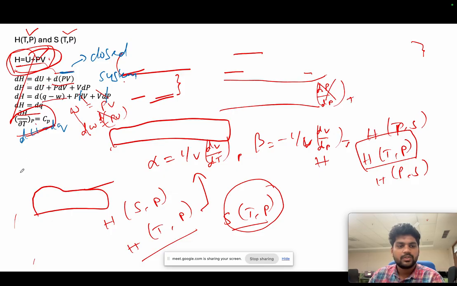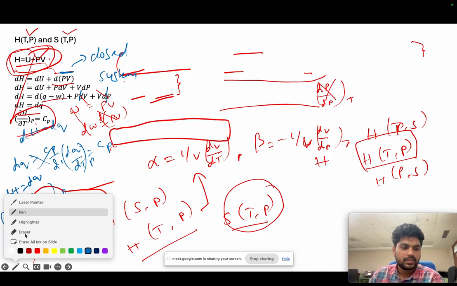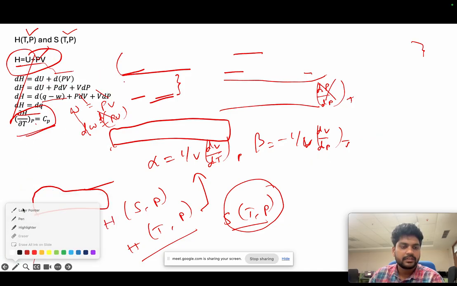So once you got dh equal to dq, we know that dq by dt, at constant pressure, is equal to cp. So that's what we have written here. So now it is dh equal to dq, so it will be dh by dt equal to dq by dt at a constant pressure. At a constant pressure, it is equal to cp. So that's what we have written here.